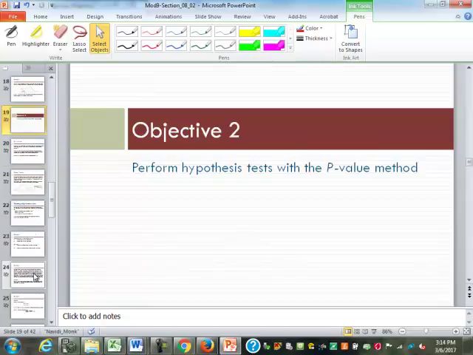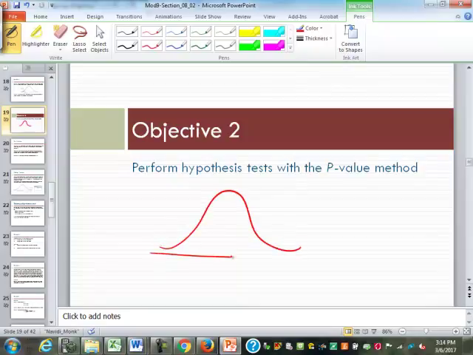So let's look at the p-value method. What we're looking at here is, we're still looking on the curve, and we know that alpha is describing this probability out here. So then we do our test and we decide, well, what's the probability that we're going to get a value less than that?